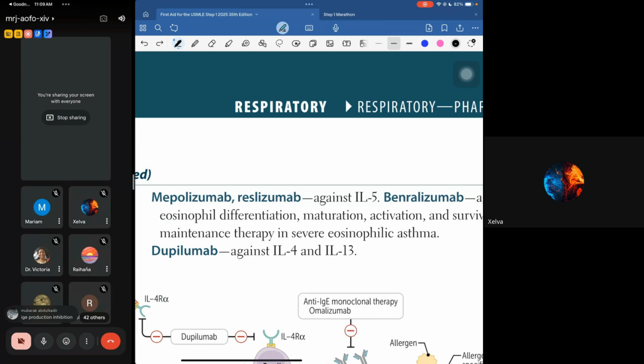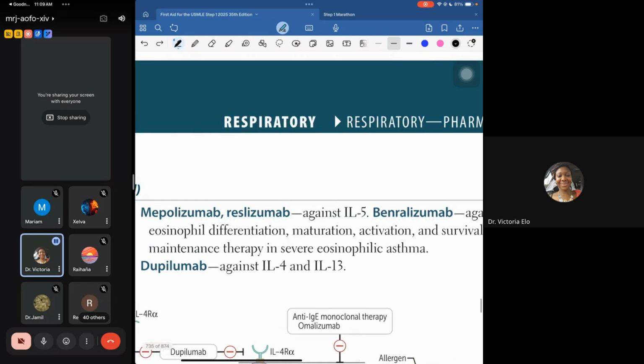Yeah. So first of all, it's going to block the production of IgE. It's going to act against IL-4, right? IgE will not be secreted. So what's going to happen if IgE does not get secreted? Mast cells will not be primed.